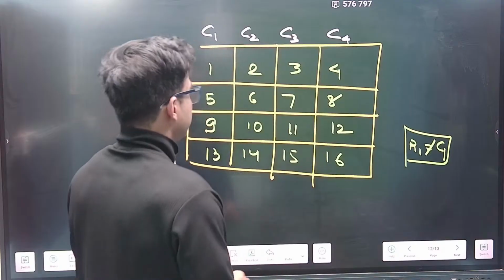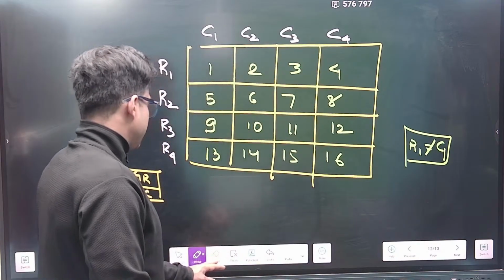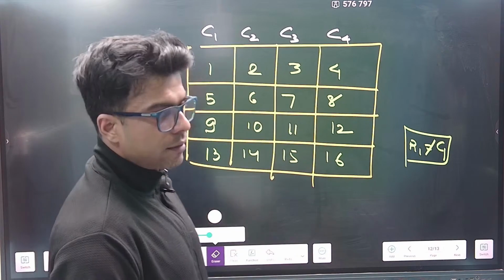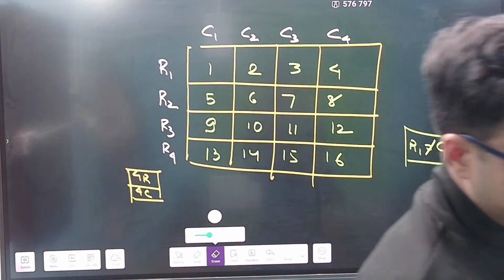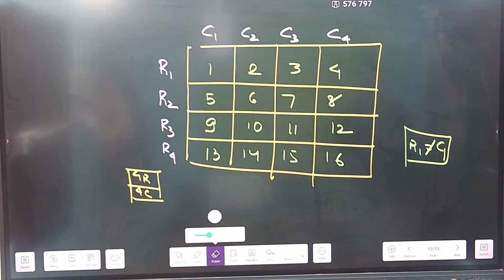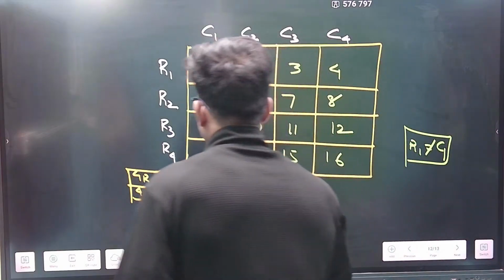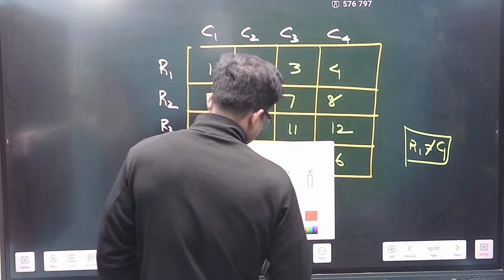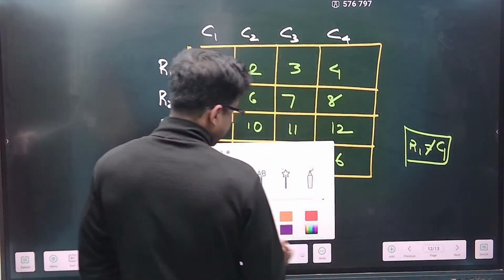So what do you need to do? The point is, there should be a rearrangement of the numbers in such a way that your rows and columns sums would be the same. Correct? So see, I'm changing the color of the marker just to make you understand. I hope you guys get this.